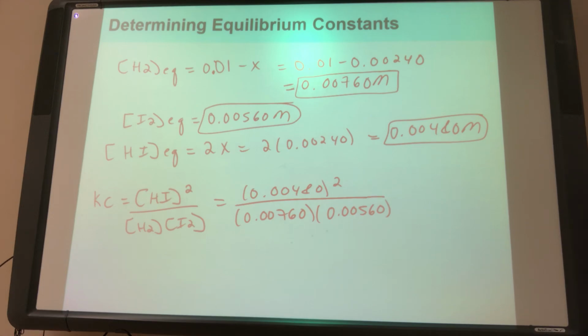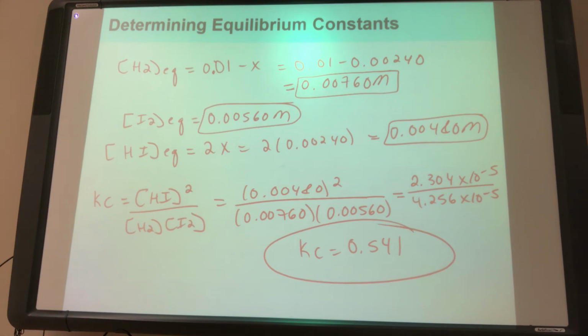All right, let's do some math. That top number comes out to be 2.304 times 10 to the negative 5. The bottom, the 0.0076 times the 0.0056 is 4.256 times 10 to the negative 5. Top divided by bottom gives me 0.541. And that's my Kc.